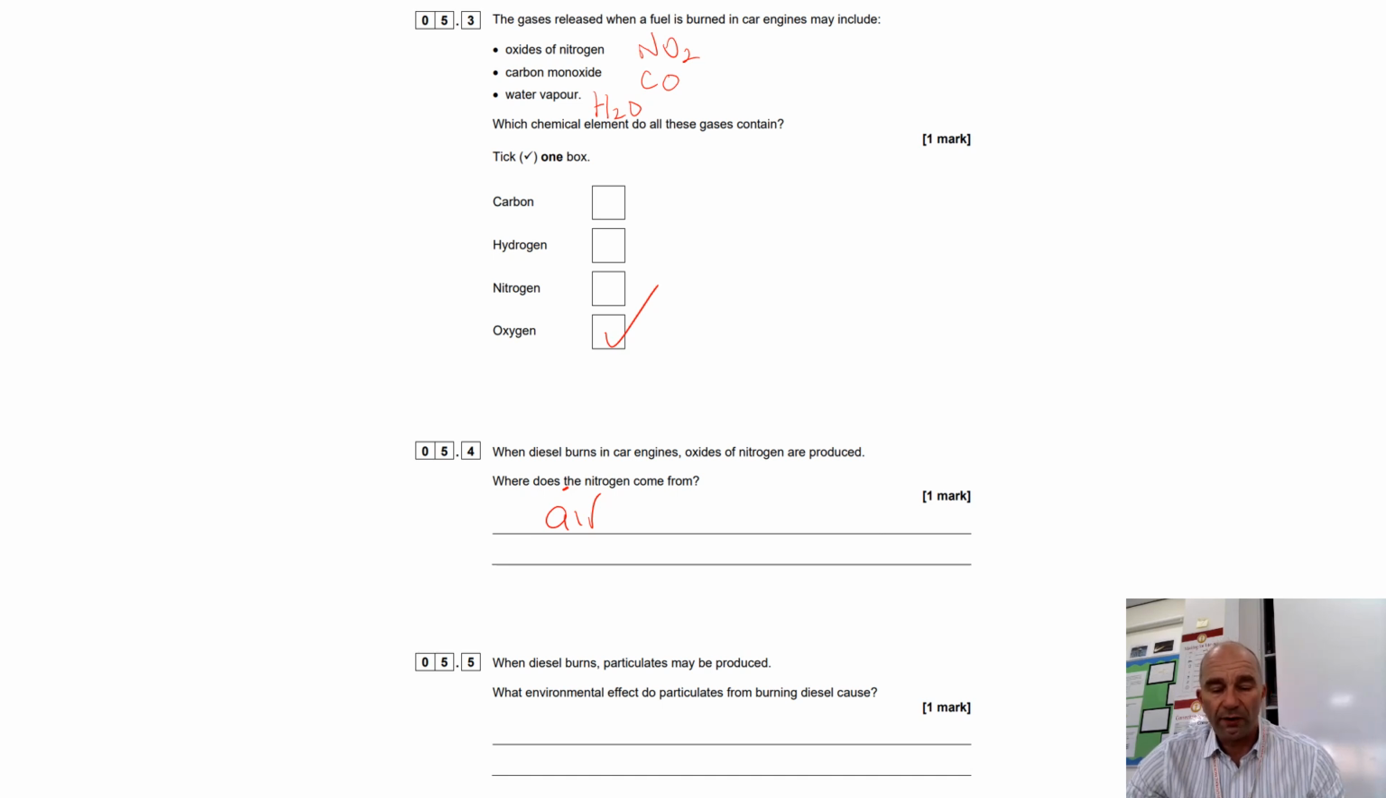5.5. When diesel burns, particulates may be produced. What environmental effect do particulates from burning diesel cause? Now, particulates are very fine dust or soot, basically unburnt bits of carbon. Now, the environmental problem that they can cause is global dimming. You're putting solid particles up into the atmosphere.